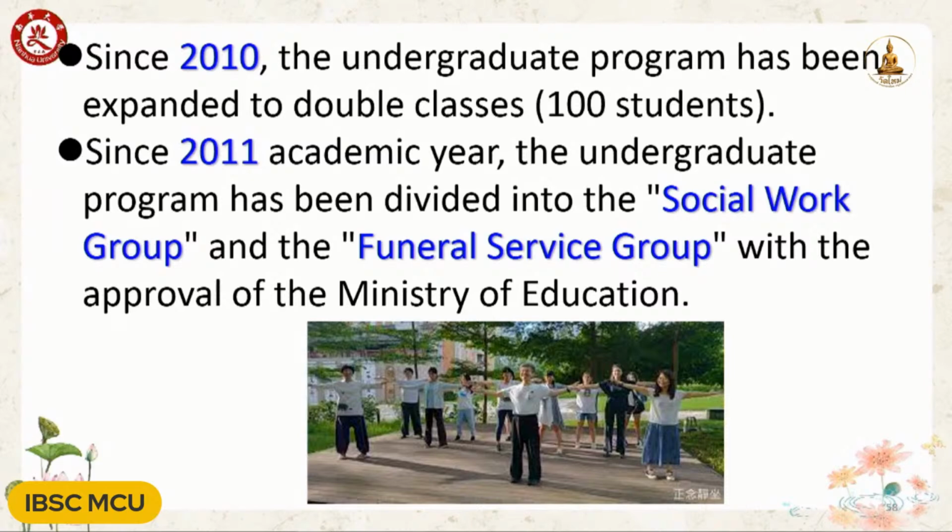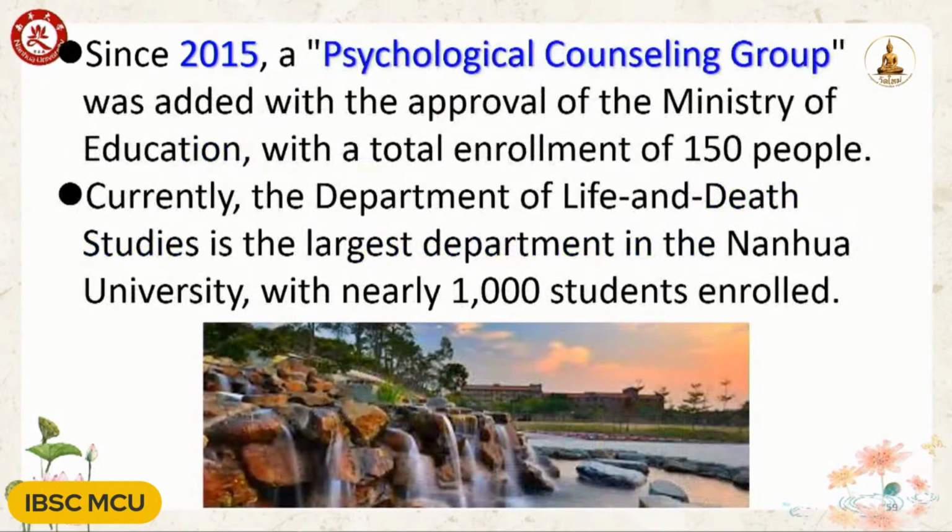And since 2010, the undergraduate program has been expanded, double class, 100 students. And from 2011, the undergraduate program has been divided into two groups, the social work group and the funeral service group. And in 2015, a practical counseling group was added.